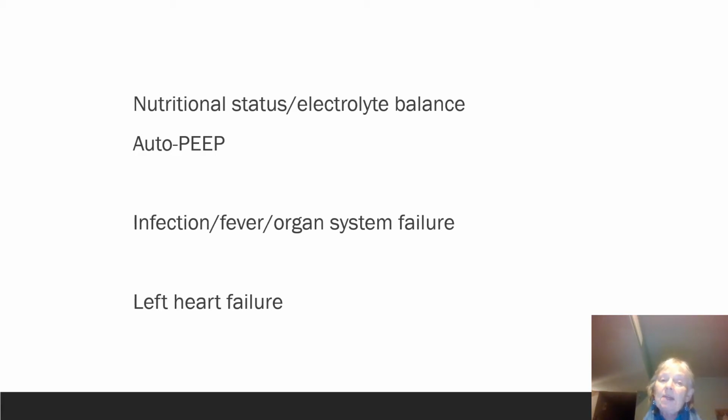Have they picked up something secondary? For example, is there now an infection going on? Or have we found out that they actually have some organ system failure happening? And if they do, they're not going to be able to be weaned. If they have left heart failure and this is new, or left heart failure that's actually gotten worse, there's a good possibility we're not going to be able to get them off the ventilators either.